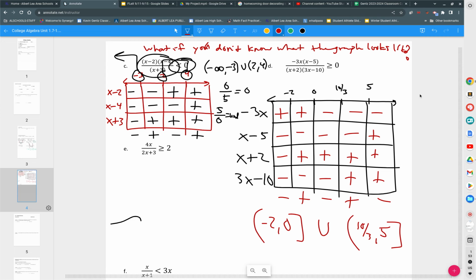One last piece I'd like to show as you look at this is notice how the -3 is out front. If you had wanted to, you could start by multiplying this all through by -1. And if you did, it would change it to a positive 3x, x minus 5, over x plus 2 times 3x plus 10. What would also change if you multiply by -1? It would then change to less than or equal to 0. And you would come up with the same solution set, but your work would look a little bit differently. So just be aware of that, okay?